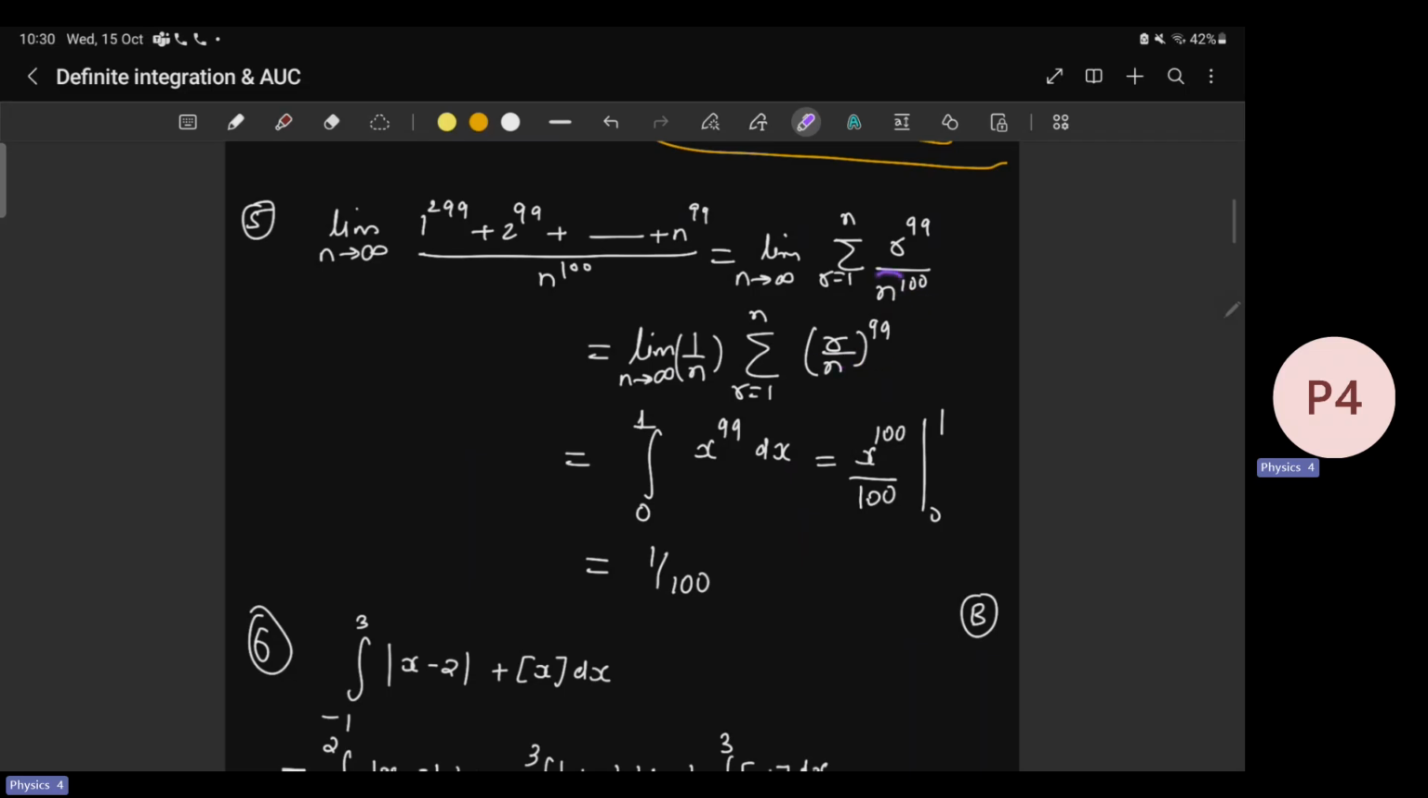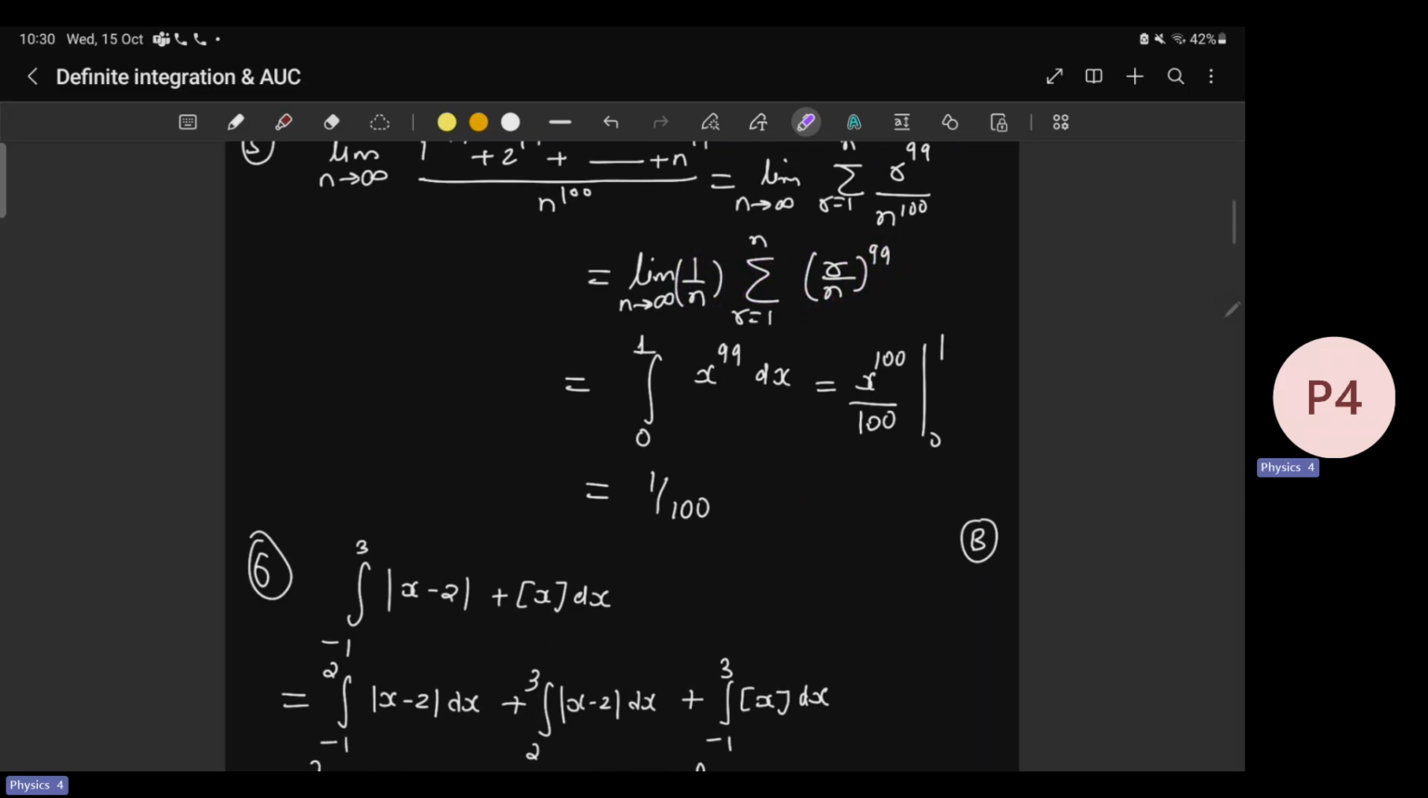Now take 1 by n common, and write (r by n) to the power 99 summation. Now we know how to replace. r by n is replaced as x, 1 by n is replaced as dx, and summation is replaced as integration. All right, this is dx, this is summation, and this is x. So now we have a simple integration. The problem has been reduced to this simple integration, that is x to the power 99 dx from 0 to 1.